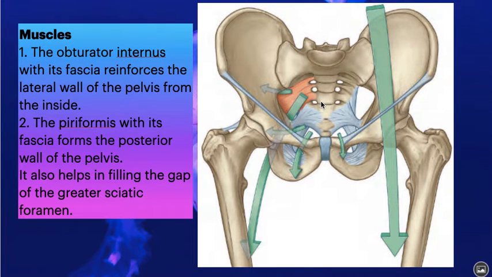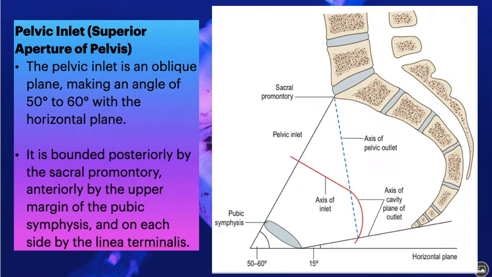Among the muscles of the pelvis, we have the obturator internus occupying the pelvic part of the obturator foramen, with its fascia reinforcing the lateral wall of the pelvis from the inside. And then we have this muscle over here, the piriformis, and its fascia forming the posterior wall of the pelvis and also helping in filling the gap of the greater sciatic foramen.